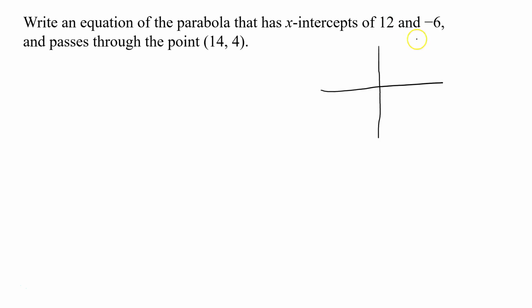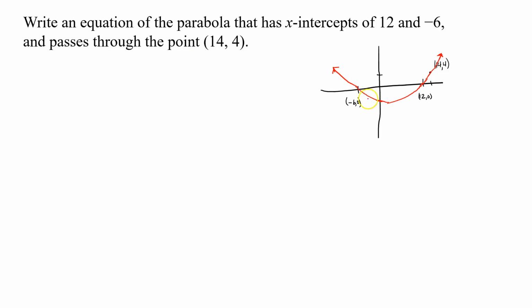So it has x-intercepts of 12 and negative 6. So there's (12, 0), and here's (negative 6, 0). And it passes through the point (14, 4), so that would be somewhere around here. And so our parabola would look something like this. One thing that tells me is it's opening upward, so it should have a positive a value. So that's something I'll keep in mind when I get an answer.